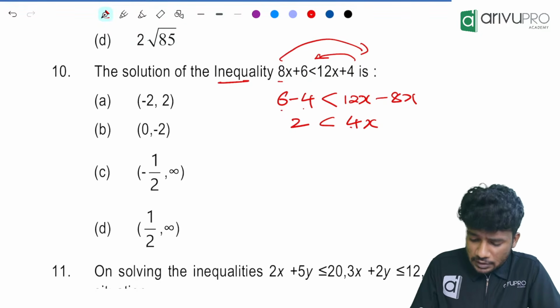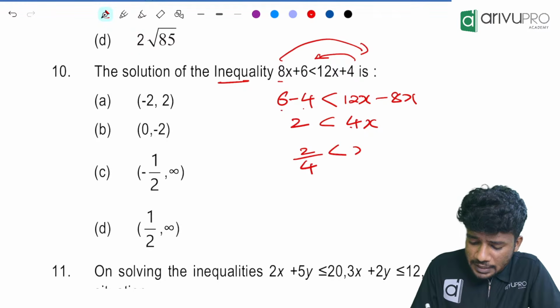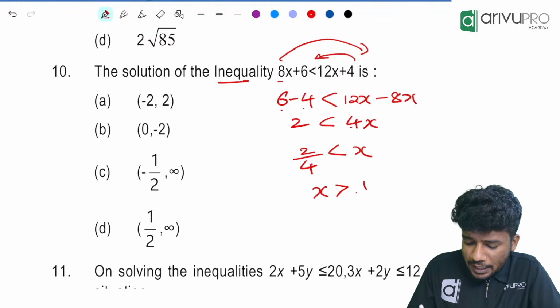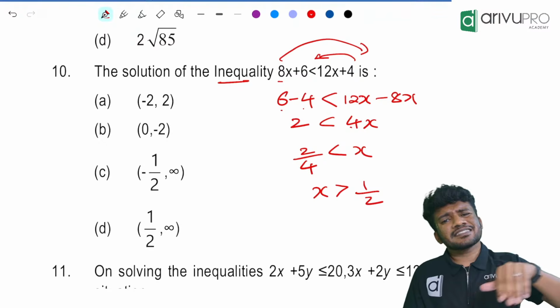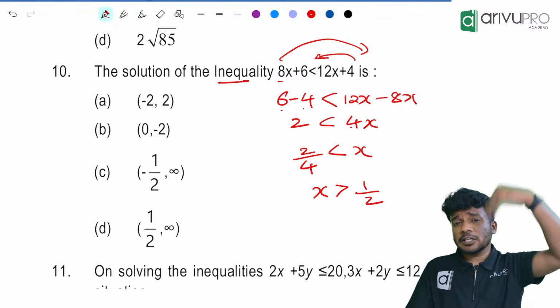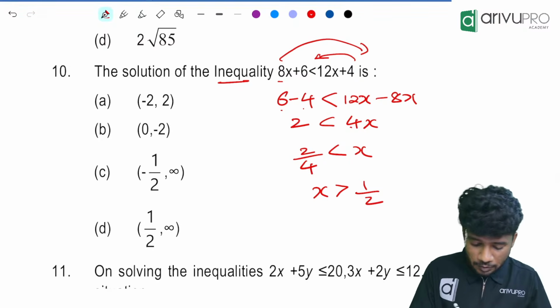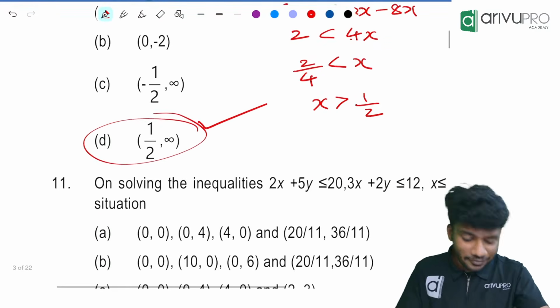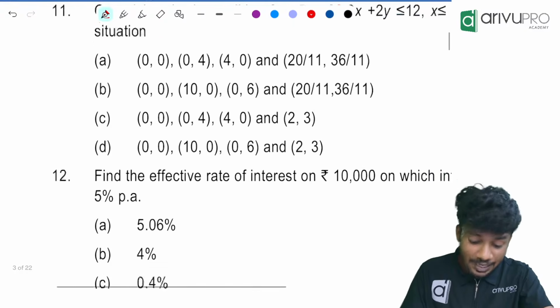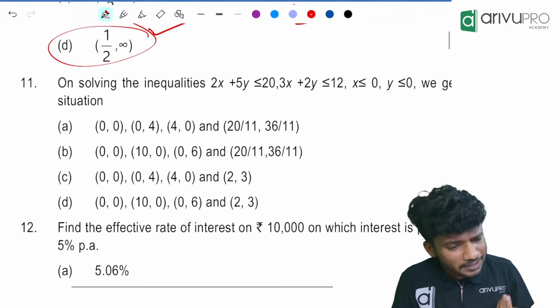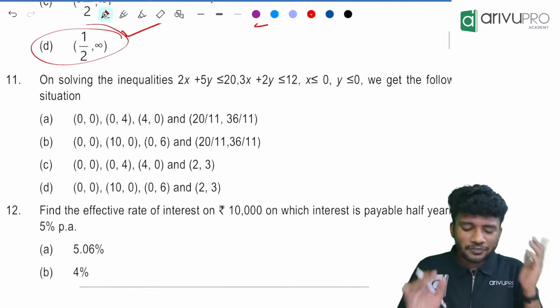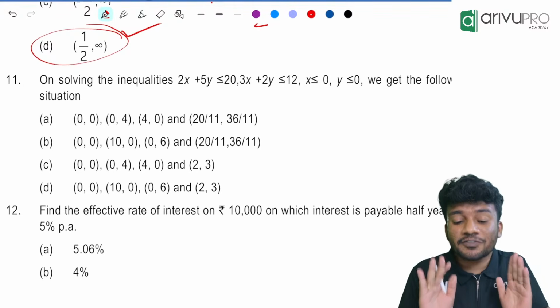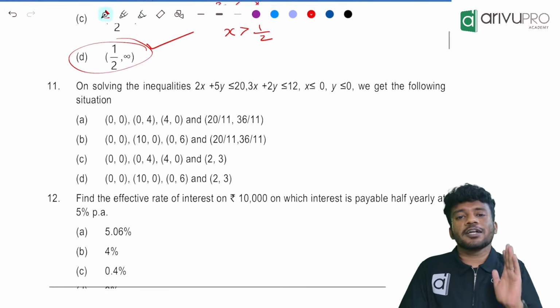Now take the 4 to the other side. It will become 2 by 4 is less than x, or x is greater than 1 by 2. X is greater than 1 by 2 means any value more than 1 by 2 is possible for x. That means option D is your answer. Very direct question and a very easy answer. This we have solved in the class also. Now we need to cross check what is the easiest way of solving a question based on the boundary points.